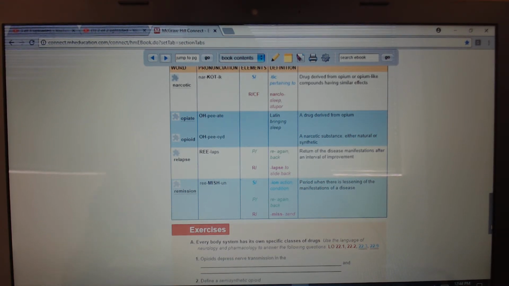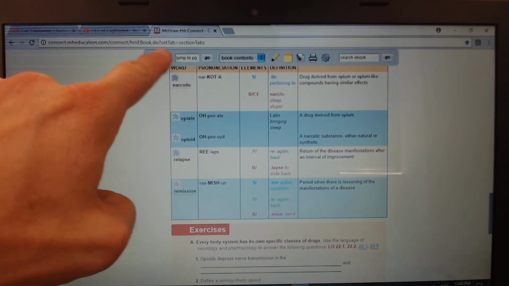Narcotic: narco means sleep or stupor. A drug derived from opium or opium-like compounds having similar effects. Opiate or opioid: Latin for bringing sleep, a drug derived from opium, and a narcotic substance, either natural or synthetic. Relapse: lapse is to slide back, the return of the disease manifestations after an interval of improvement. Remission: miss is to send, a period where there is lessening of the manifestations of a disease.